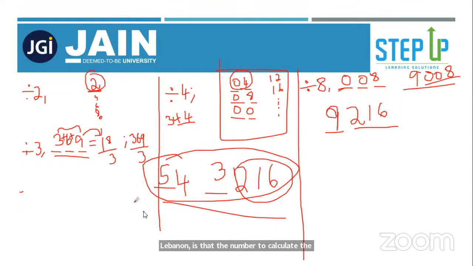That's too big, but it is divisible by 2. No, it is not divisible by 3. And it is not divisible by 8. And also not divisible by 4.